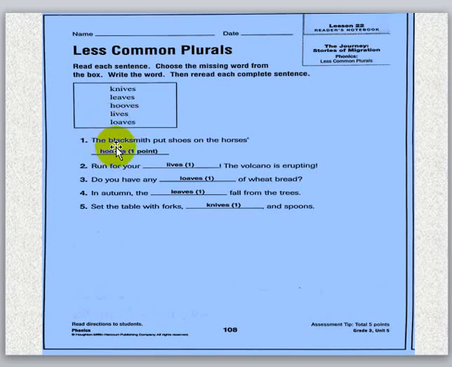Like number 1, the blacksmith put shoes on the horse's hoofs. Run for your lives, the volcano is erupting. Number 3, do you have any loaves of wheat bread? In autumn, the leaves fall from the trees. Number 5, set the table with forks, knives, and spoons.